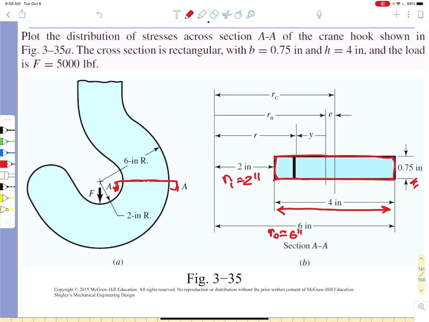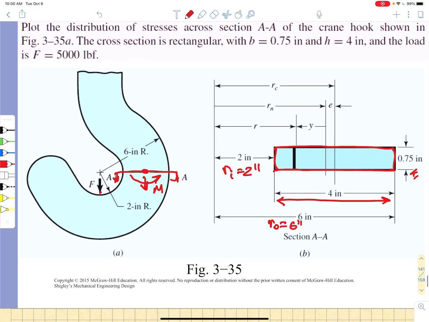If we look carefully at this cross-section AA, if we move the force to the centroid over here, we're also going to have a moment. So we are going to have an axial force generated, and we're going to have a moment. And you'll notice that that moment will be positive because it is trying to increase the radius of curvature of this crane hook. So there are a number of things that we have to do in order to figure out what the stresses are through the cross-section of this hook. And that is, we need to know what the neutral axis measurement is. Remember, we're measuring that distance from the center of curvature.